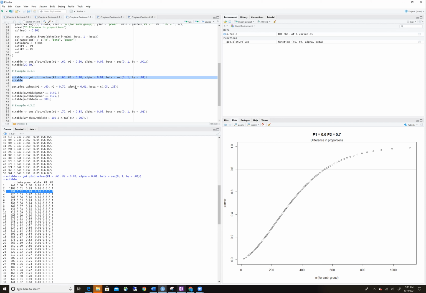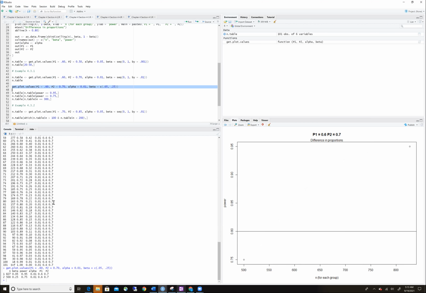If we wanted to look at a particular value of beta, rather than looking at the whole table, I could just say, tell me the answers for beta equals 0.05, power equals 0.95, and beta equals 0.25, power equals 0.75. So now it just tells me the two values. At 95% power, I need 827 people for each group. And at 75% power, I need 500 patients per group.